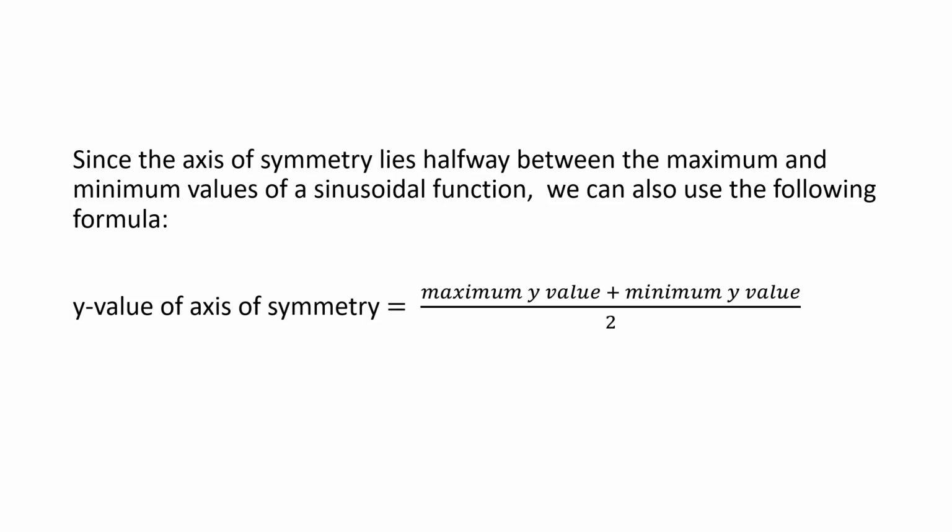Now, since the axis of symmetry lies halfway between the maximum and minimum values of a sinusoidal function, we can also use this formula: the y value of the axis of symmetry is equal to the maximum y value plus the minimum y value over 2. You might remember our parent function of y equals sine x has a maximum y value of 1 and a minimum y value of -1. So adding 1 plus -1 and dividing by 2 would give us 0, which is the y value of the axis of symmetry of the parent.